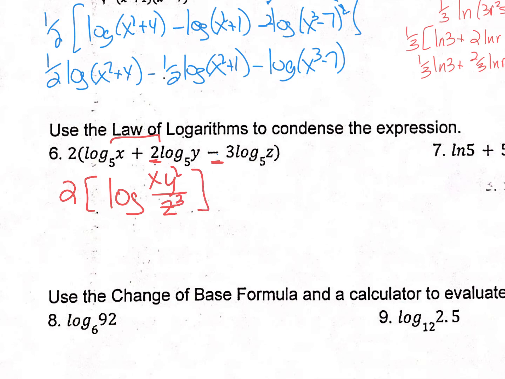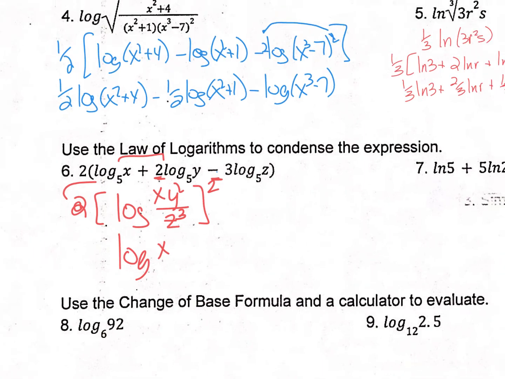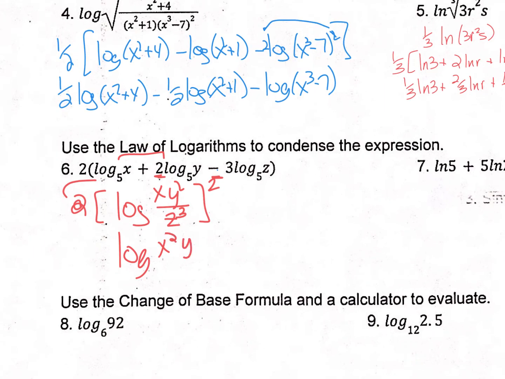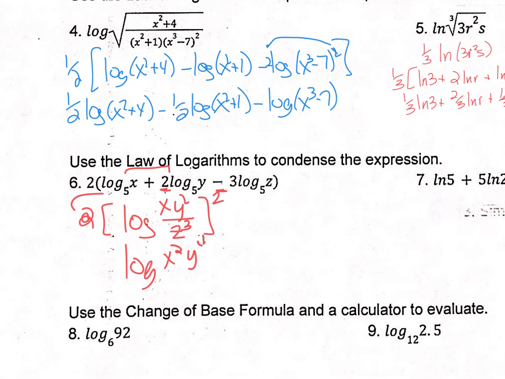Now that 2 in the front is actually the exponent on the log. So I'm going to take that 2 and put it right there. So I'm going to square everything up there and make it x squared. There you go. X squared, y to the 4th and z to the 6th.